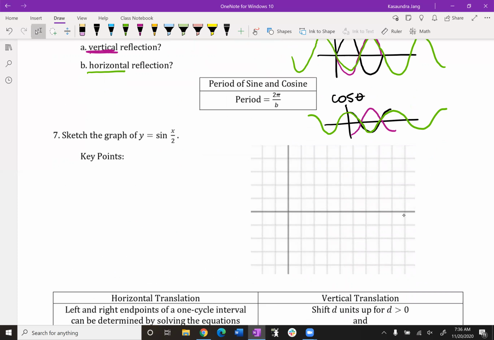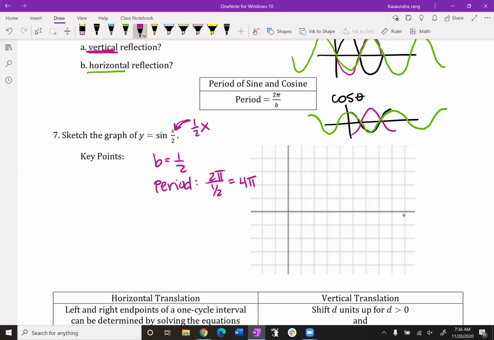In this case, the b is 1/2. I have a 1/2 x. So b is a half, which means the period is 2 pi over b, 2 pi over 1/2 in this case. So I'm going to end up with a period of 4 pi. So it should take a distance of 4 pi for this to end one cycle.